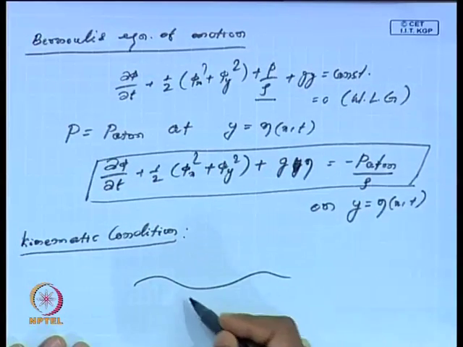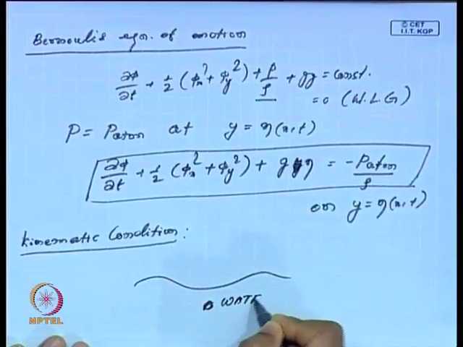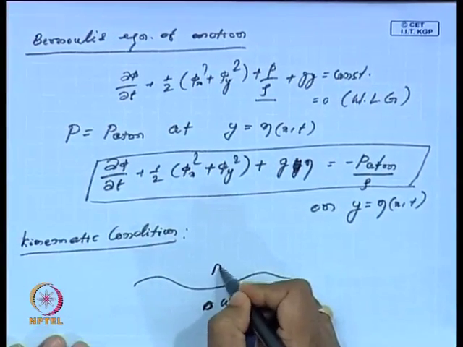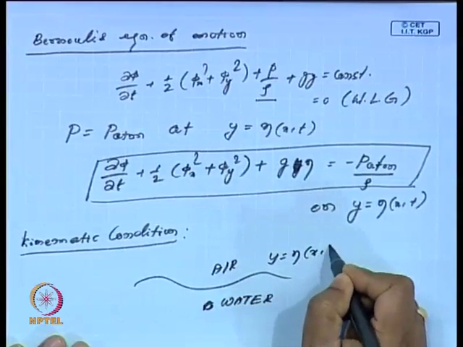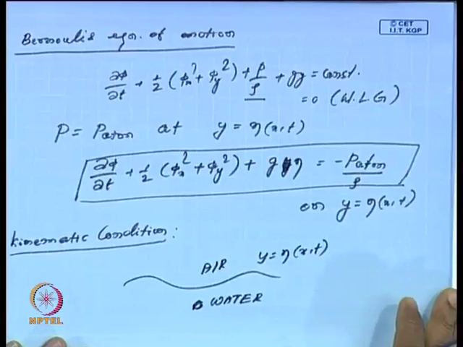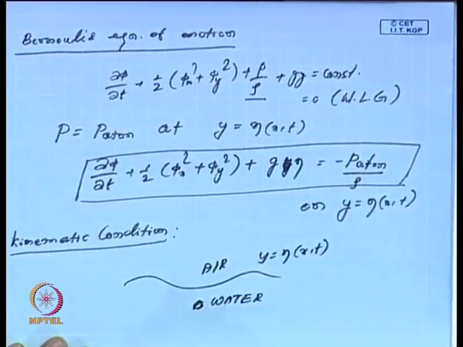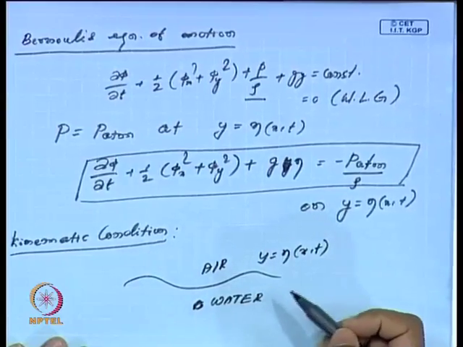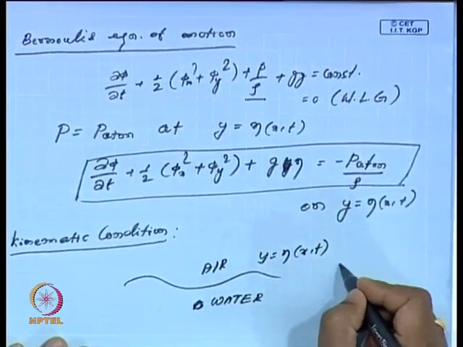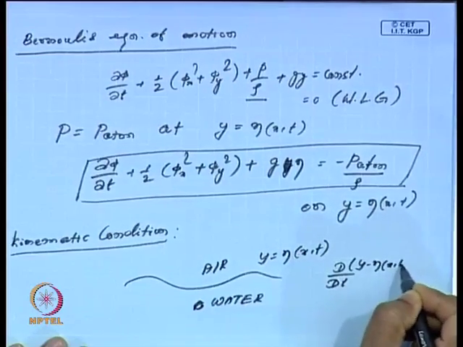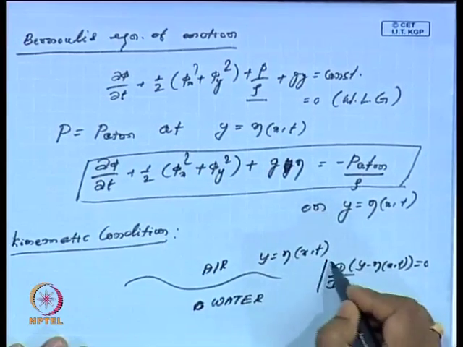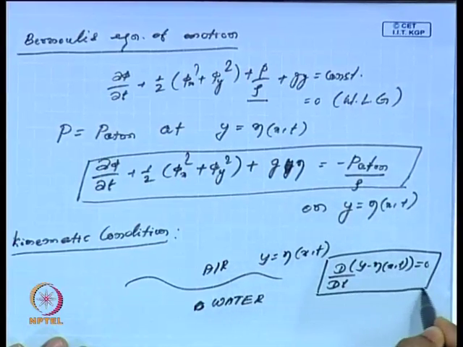On this side we have the water on the free surface, and this side we have the air, and this surface is given by y is equal to eta(x,t). On a surface we all know that, because y is equal to eta is the air-water surface, for all time and space variables, d by dt of (y minus eta(x,t)) is 0. That means there is no gap between the air and water.